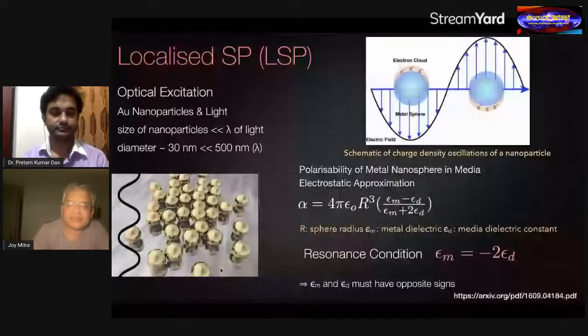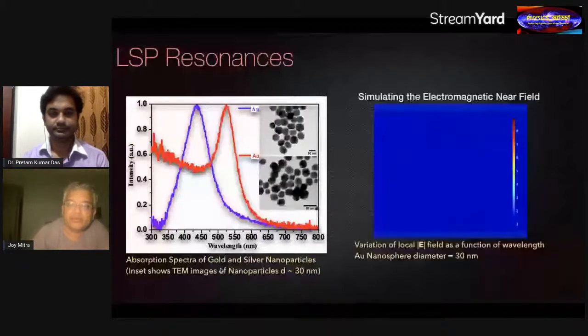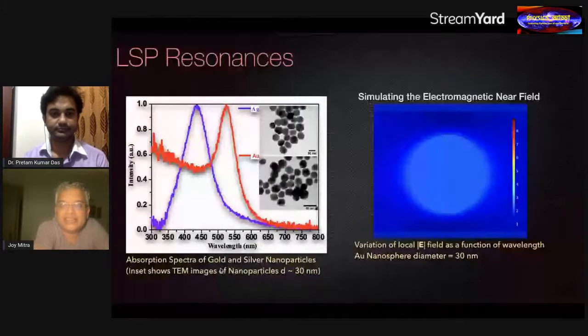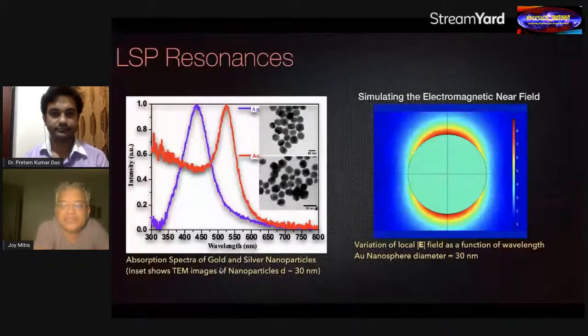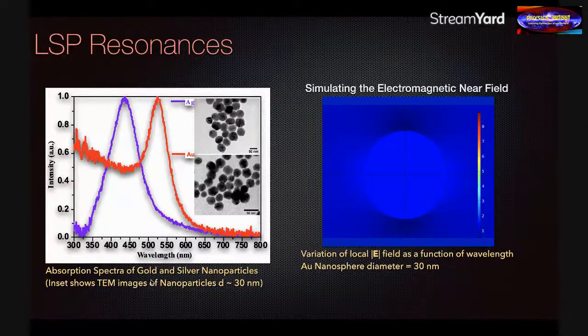But what good use is it to us? So if you actually look at how it radiates, here is a small movie which is a calculation, and what you'll see is how the electric field near each of these nanoparticles behaves as a function of wavelength. So we're starting from some wavelength, and what you can actually see is that a huge amount of electric field is generated on the surface of these particles.